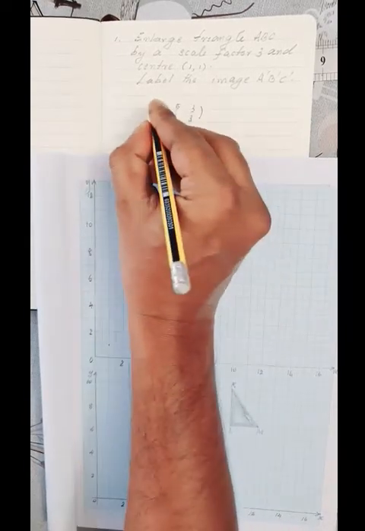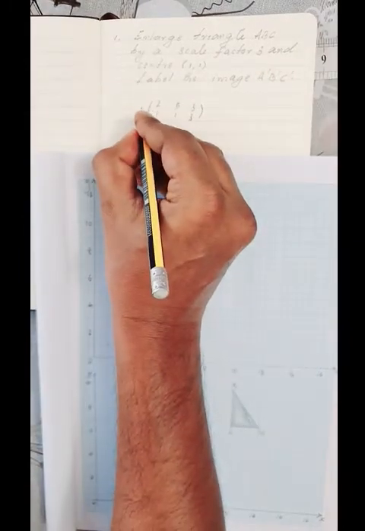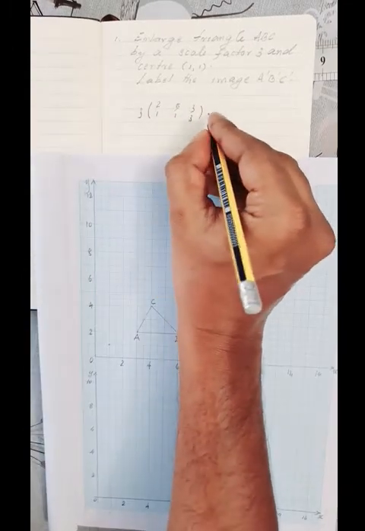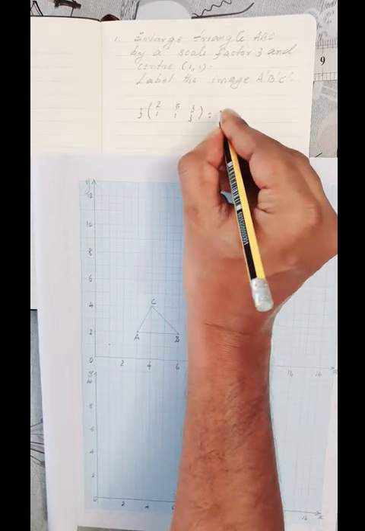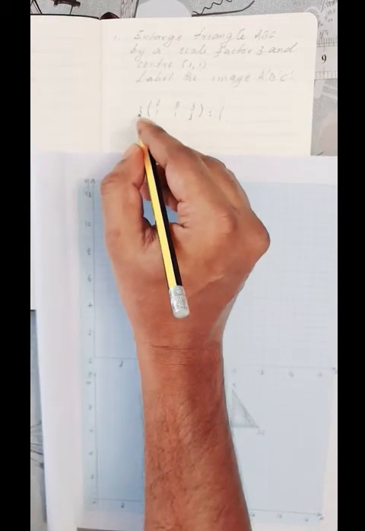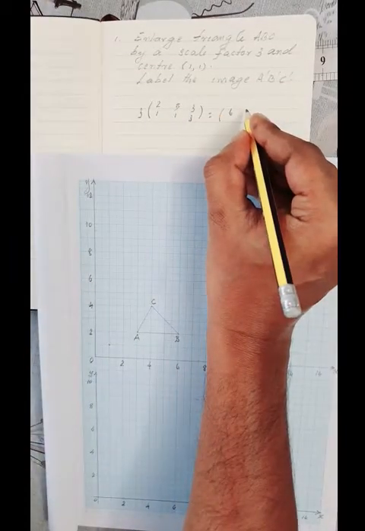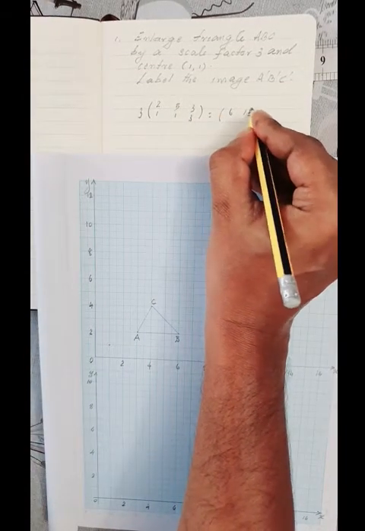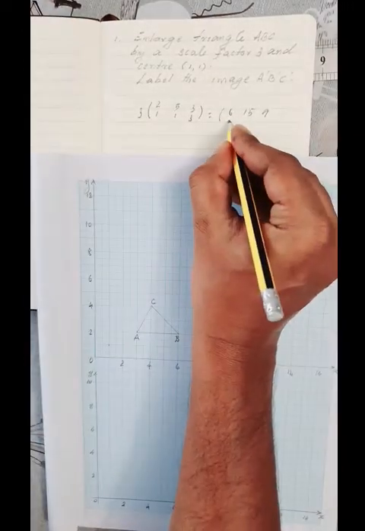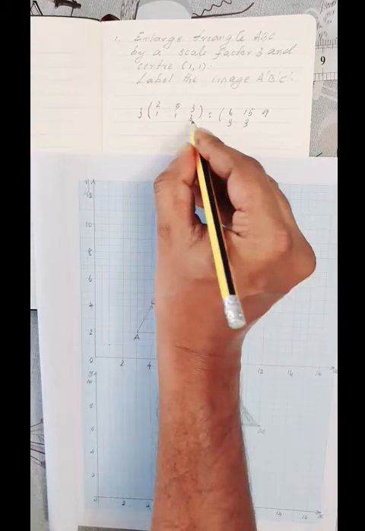Multiply this by the given scale factor 3. So instead of taking each point separately, I am taking all the vectors together and multiplying by the scale factor 3. So when you multiply each and every number, 3 times 2 is 6. 3 times 5 is 15. 3 times 3 is 9. 3 times 1 is 3. Again 3 times 1 is 3. 3 times 3 is 9.